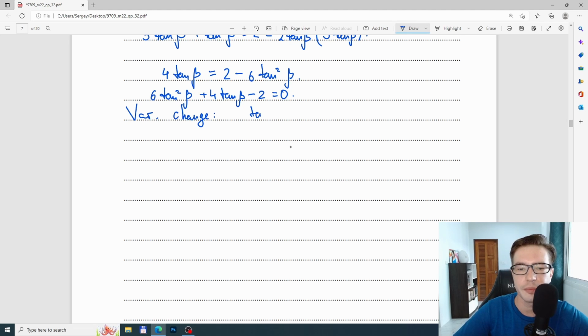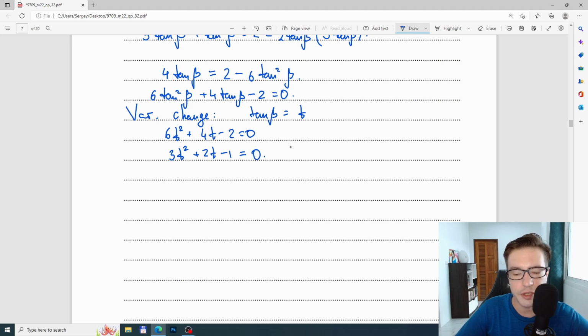I will set tangent beta equals to t. So I got the equation 6t squared plus 4t minus 2 equals to 0. Now divide everything by 2 to make it a bit easier. So 3t squared plus 2t minus 1 equals to 0. Let's use the quadratic formula.